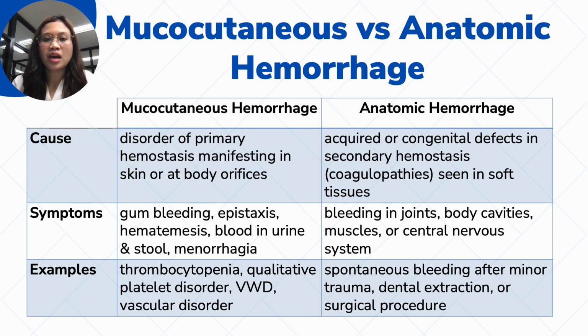Meanwhile, anatomic hemorrhage occurs in soft tissue, muscles, joints, and even deep tissues due to defects in the secondary hemostasis. This is notably observed when a patient undergoes minor trauma, surgical procedures, and even during dental extraction. Again, for mucocutaneous hemorrhage, this is seen when there are problems in any component of the primary hemostasis, whereas anatomic hemorrhage is observed when the components of the secondary hemostasis are affected.